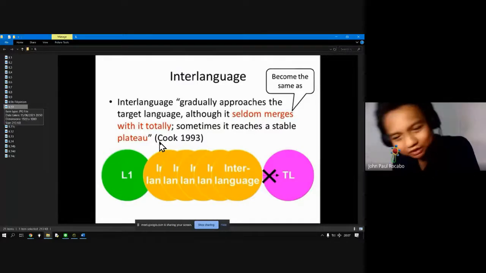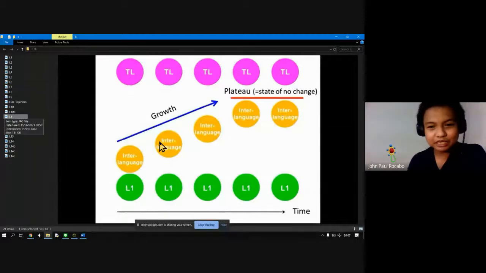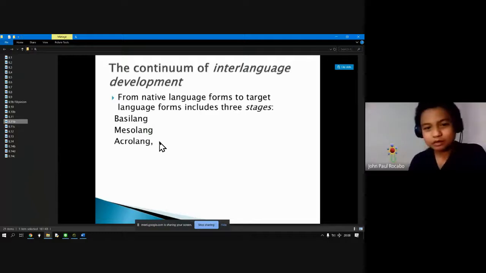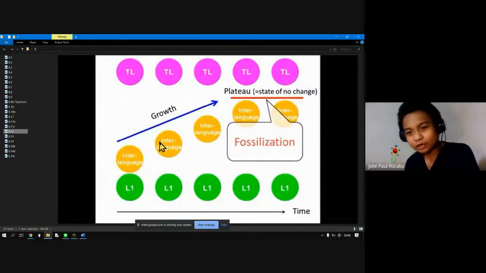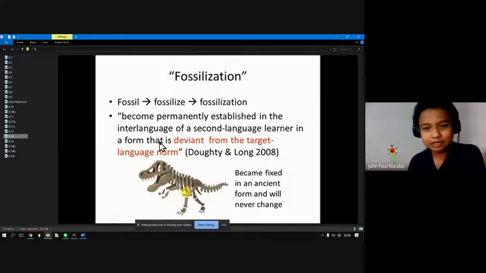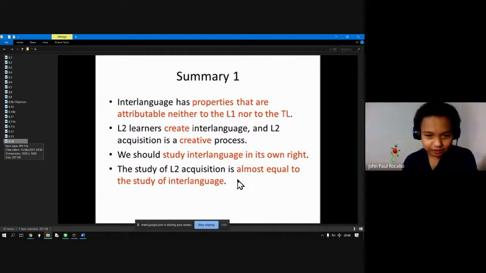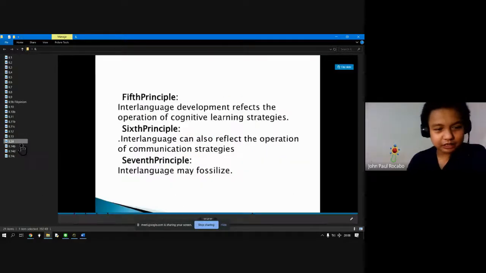Nasaan yung plato? Ayan, yan yung X. Okay, yung nabanggit ko kanina. And then merong plato. So para siya hagdanan, packet ng packet. Pero hindi mabot dun sa pink. Pero dito na tayo nagkaroon ng mga development, basilang, mesolang, and acrolang. So earliest, intermediate, at saka final. And then yung fossilization, ito yung naaalala natin hanggang ngayon. Medyo mahirap mapalitan. Ayan na yung dinosaur. And then yung summary, nandito na tayo. So the study of L2 acquisition is almost equal to the study of interlanguage. So yung extra slides nandito sa baba.